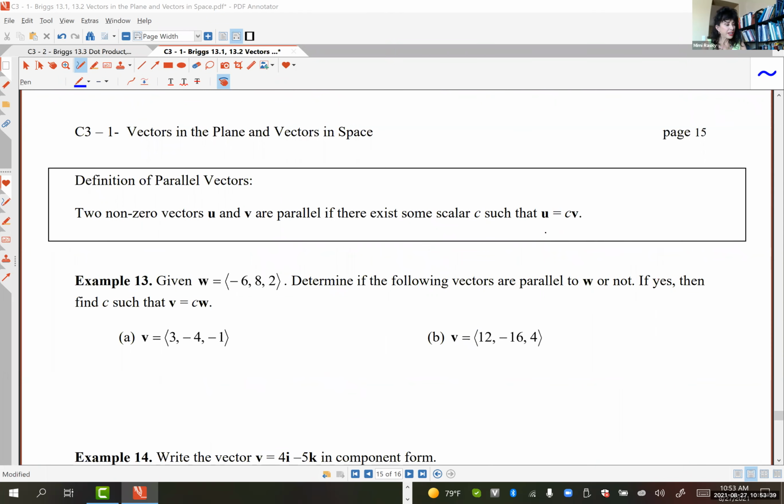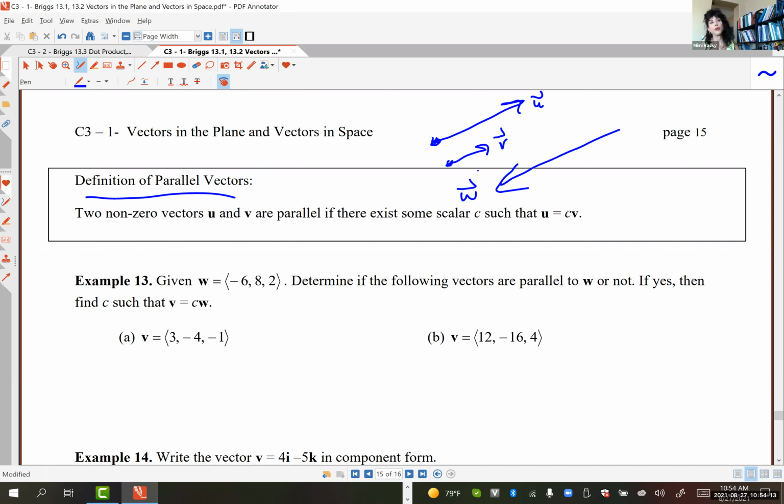Let's define what parallel vectors are, and we'll do an example, and then we'll do a little bit of wrap up for section 13.2. We're almost done. So what are parallel vectors? I'll show you visually what they look like, and then we'll do this definition. So if you were to look at a vector, say U, let's say pointing that way, a vector that's parallel to that guy would be a vector pointing in the same direction, or a vector pointing in the opposite direction. All 3 of those vectors are parallel with each other.